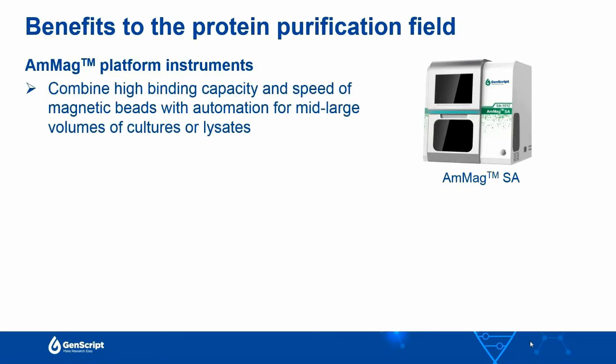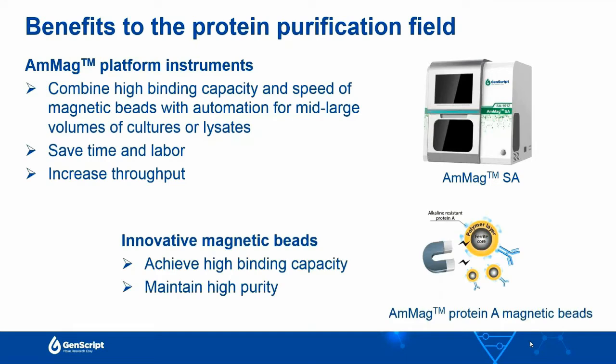So the reason why the AMAG platform is so powerful is because it combines the high binding capacity and high processing speed of magnetic beads with automation for mid to large volume cultures or lysates. The AMAG platform of instruments, starting with AMAG SA, save you time and labor, as well as increase your throughput so you can process so many more samples per day. For example, with AMAG SA, you can process as many as 60 samples in less than 5 hours. We are also consistently developing new and innovative magnetic beads that meet your needs of high protein capture and recovery while providing high purity in all purified samples.